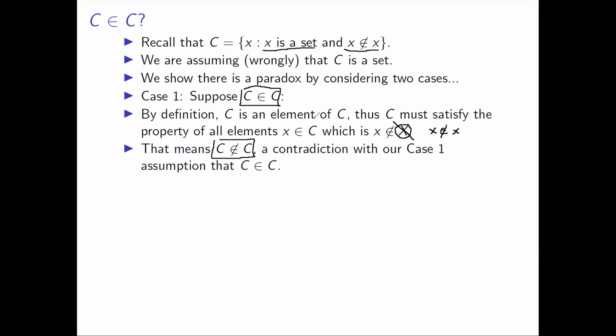So that completes case 1. We showed that for case 1, if C is an element of itself, this leads to a contradiction. Now we need to do case 2, and we need to show that that also leads to a contradiction.